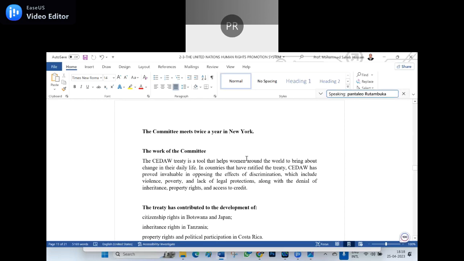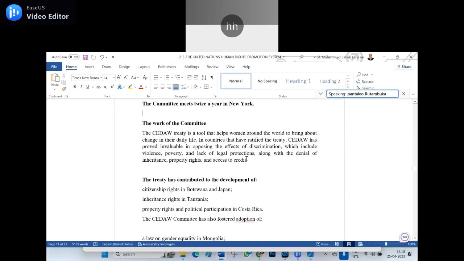So, the work of the committee. The CEDAW treaty is a tool that helps women around the world to bring about change in their daily life. Otherwise, women are restricted to the kitchen. In countries that have ratified the treaty, CEDAW has proved invaluable in opposing the effects of discrimination. They are not restricted to the kitchen.